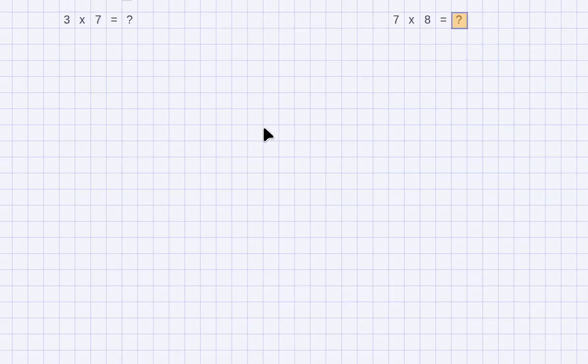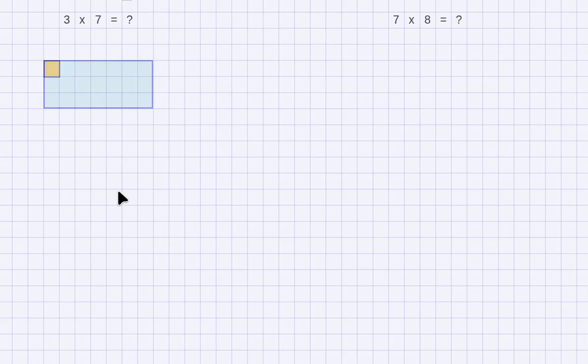So if you want to figure out any of these times tables, you can basically just draw the picture and count them out and figure them out. It's not magic, it's just drawing pictures, really. Okay, so let's do a couple of examples: 3 times 7 and 7 times 8. If you know them, great. If you don't, we'll just draw the picture.